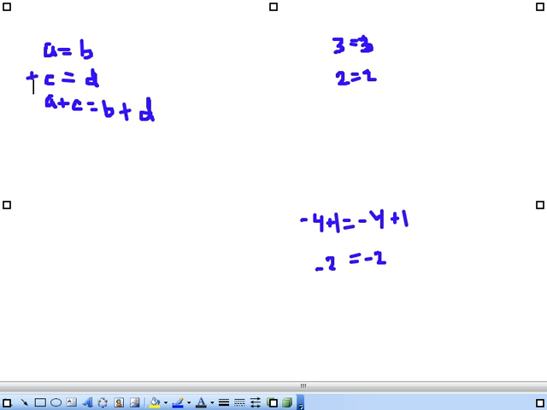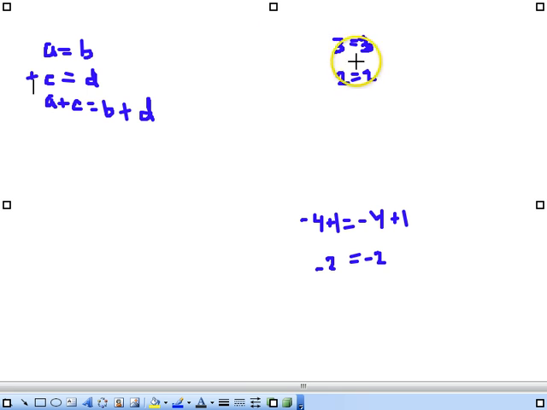So under that, it says this property allows you to form a new equation from two existing equations. For example, suppose you have the following system of equations, a equals b and c equals d. If you add the left sides and the right sides, a new equation results: a plus c equals b plus d. And as you can see, I have this here.